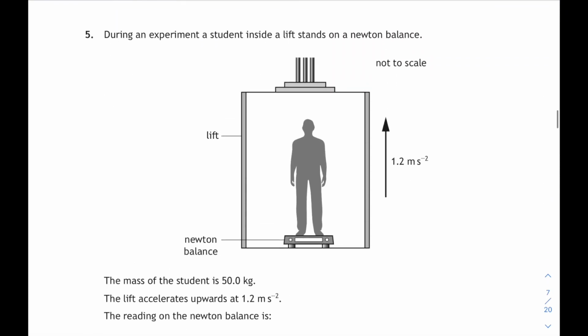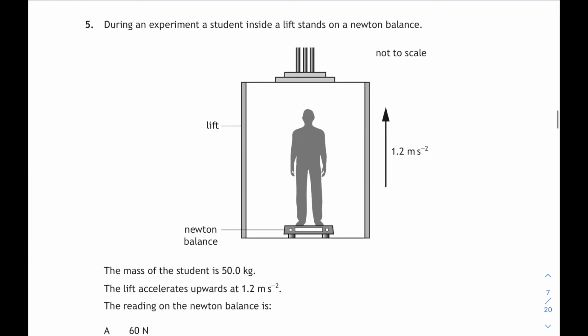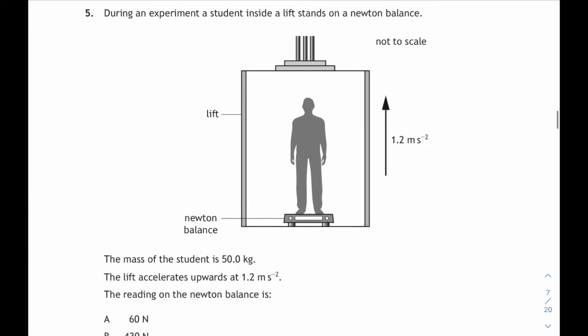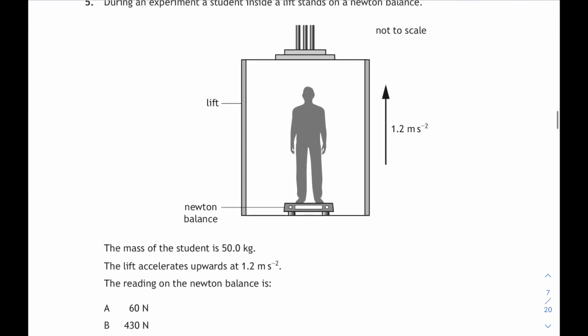Question 5. During an experiment, a student inside a lift stands on a Newton balance, and the mass of the student is 50 kilograms, and the lift accelerates upwards at 1.2 meters per second squared. So we have a mass and we have an acceleration. The obvious thing to do here then is to use F equals ma and work out the unbalanced force that's acting. So let's do that. F equals ma. 50 times 1.2 is 60 newtons.